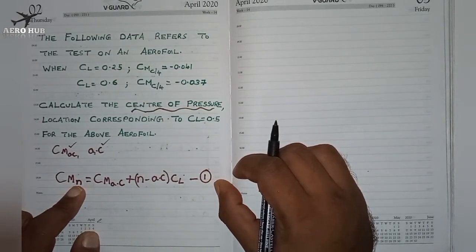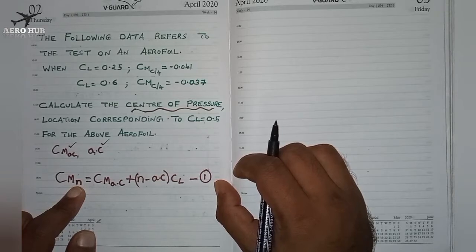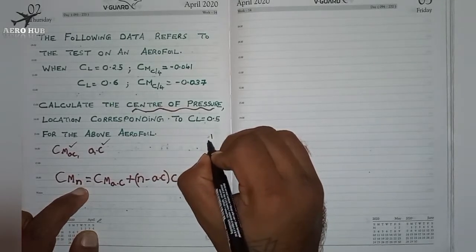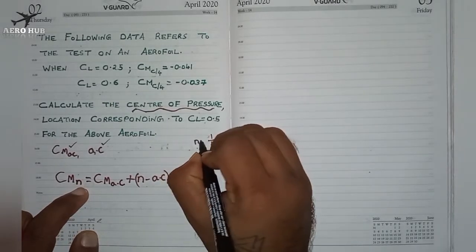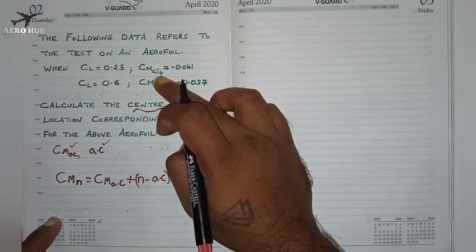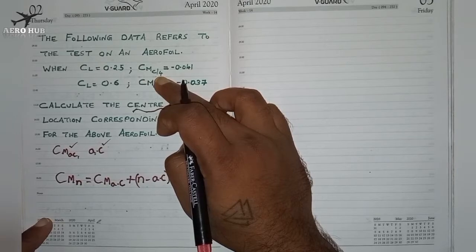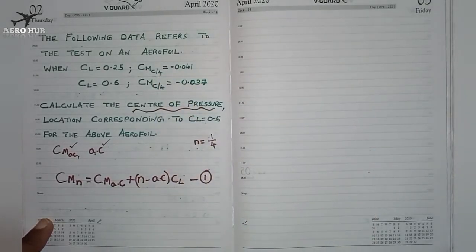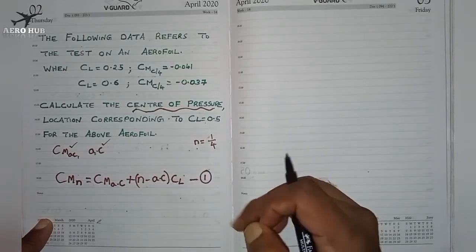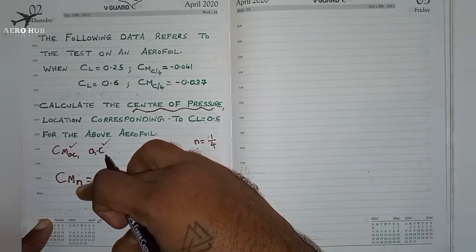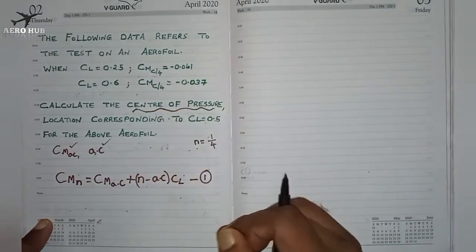n is the point about which we need the aerodynamic quantity. For example, in this case the value of n is the quarter point, that is 1/4, because they have given the value as Cm c/4, that is Cm about the quarter point. I have to find the value of CMAC. So I will substitute the value of Cm n, that is Cm c/4, and I will get two equations.